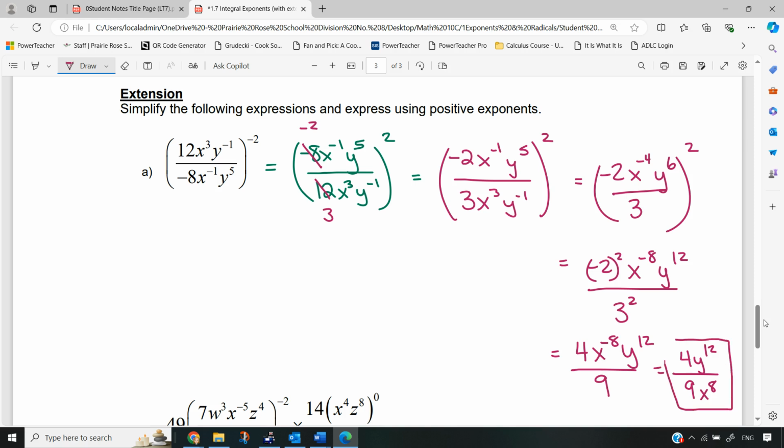Now, while these examples are a little bit more complex, I can still check my work using substitution like I've shown in previous lessons. So we can sub in values for x and y in our original expression, sub in those same values for x and y in our final expression, and we should get the same decimal. So even with ones this complex, there's still a way to check your work and make sure that you've done it correctly.